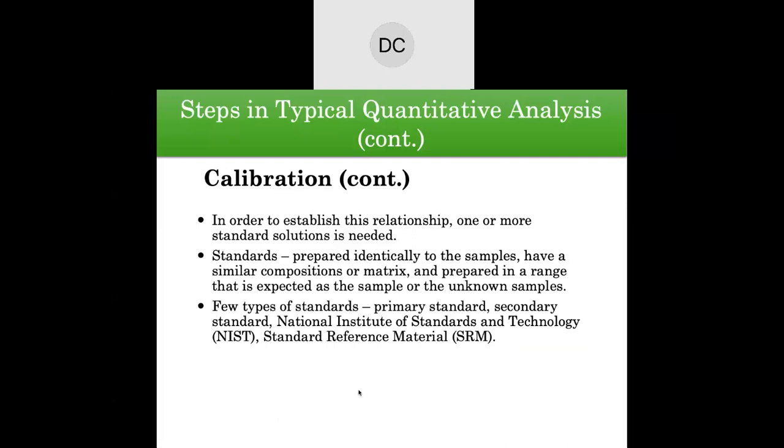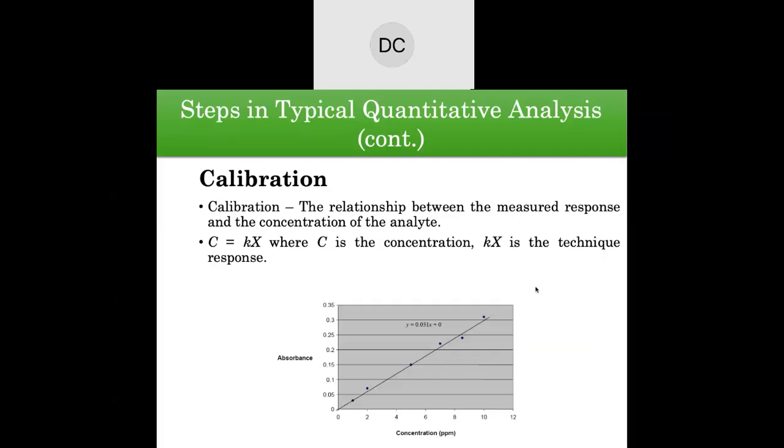Standards are prepared identically to the sample, have a similar composition or matrix, and are prepared in a range that is expected for the sample or the unknown sample. That is why another thing is you have to know the range juga. Kadang-kadang tiba-tiba your analysis tu, the sample dia tinggi sangat atas ni, so dia akan jatuh dekat tempat yang awak tak ada letak sini. Okay? Tak ada dalam garisan ni.